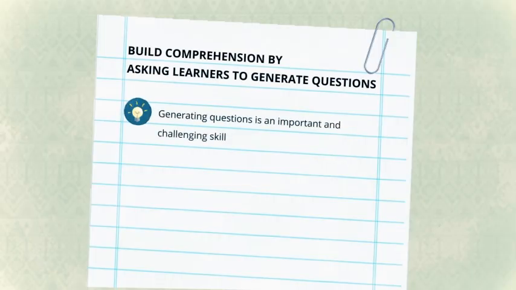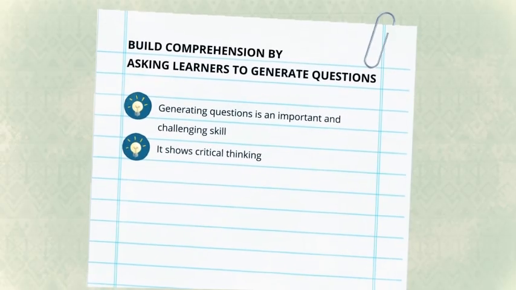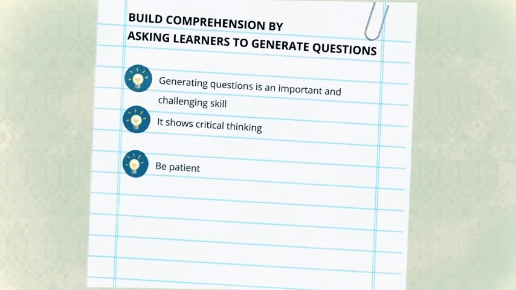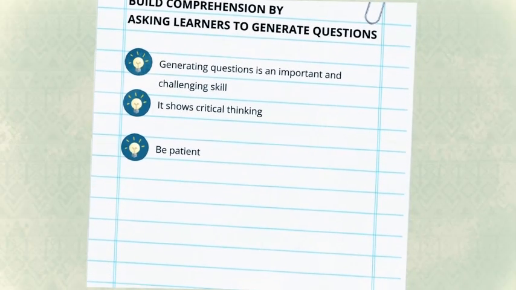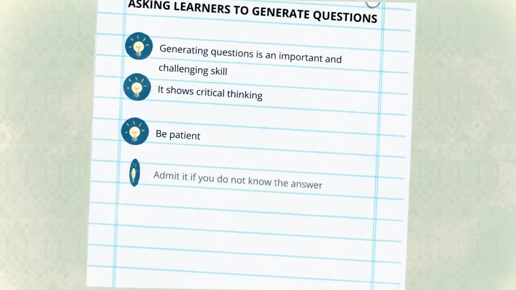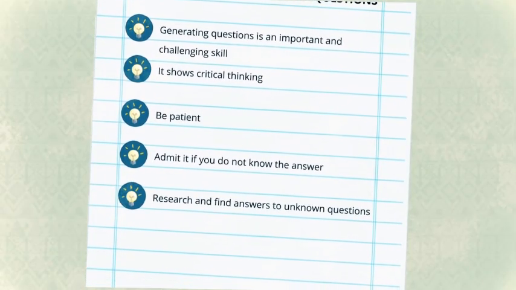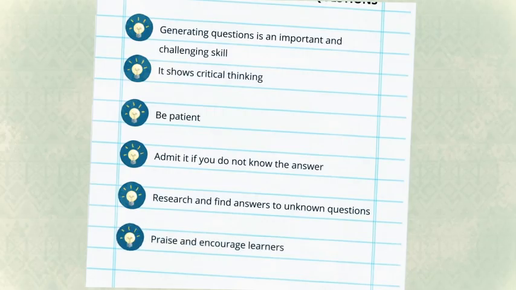Getting learners to generate questions is an important and challenging skill that clearly shows critical thinking. As you do this, please remember, it takes time for learners to master this skill. Be patient. It is okay for the teacher not to know the answer to every question. Show learners that you do research too. Finally, whenever learners do ask questions about a text or topic, praise and encourage them.